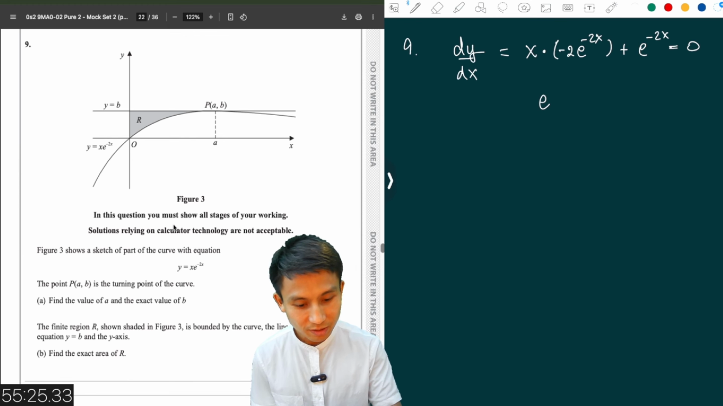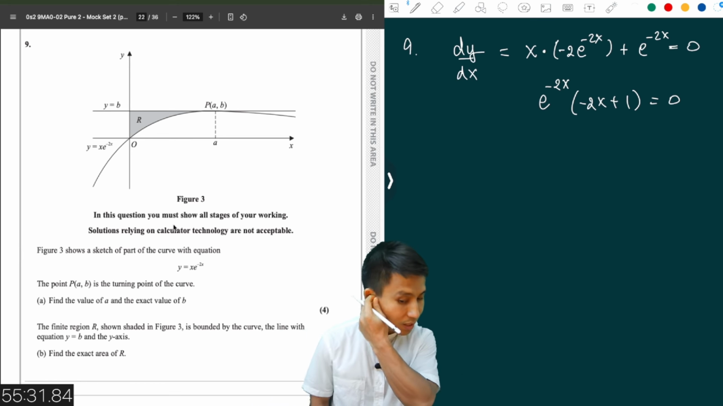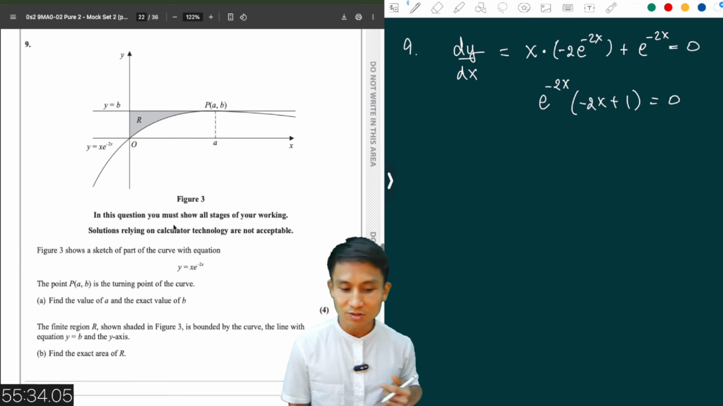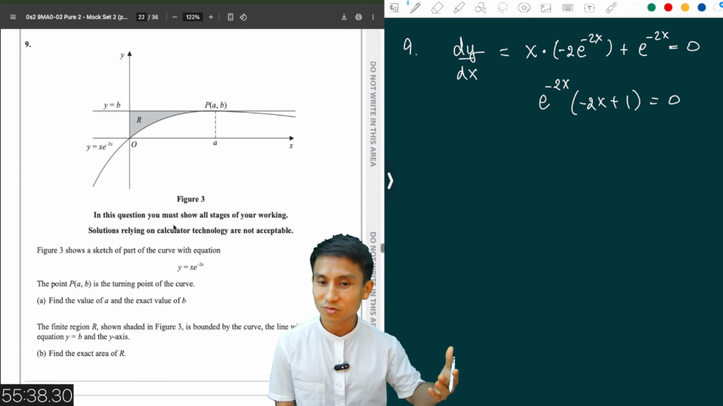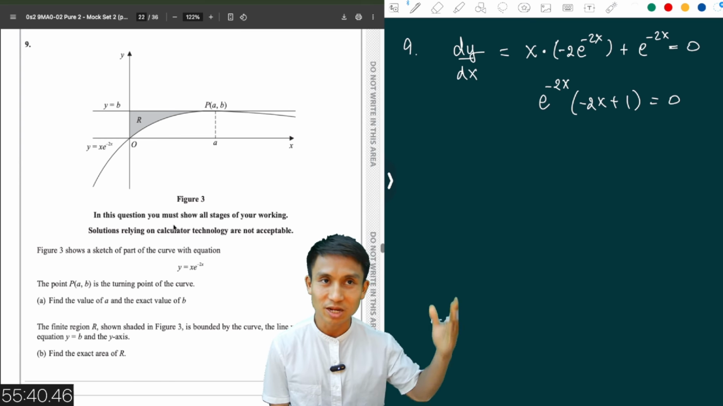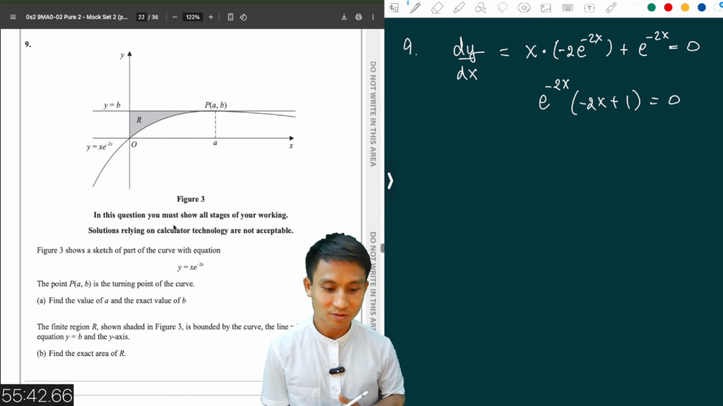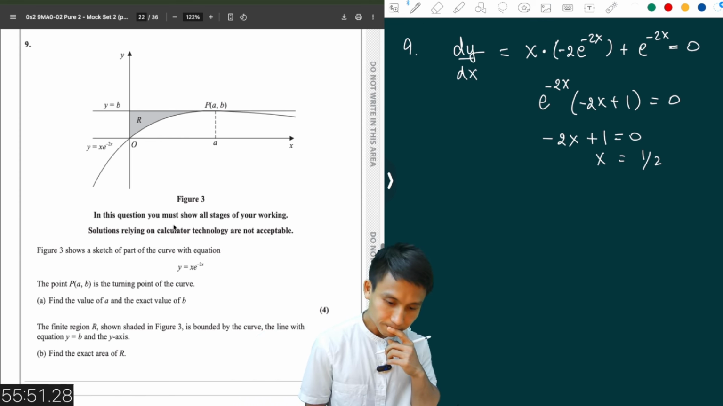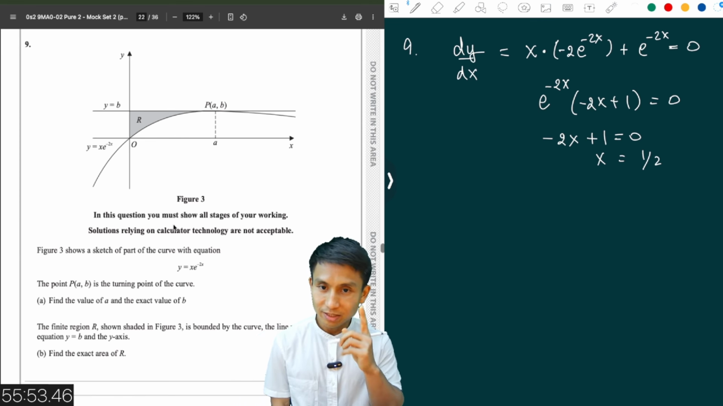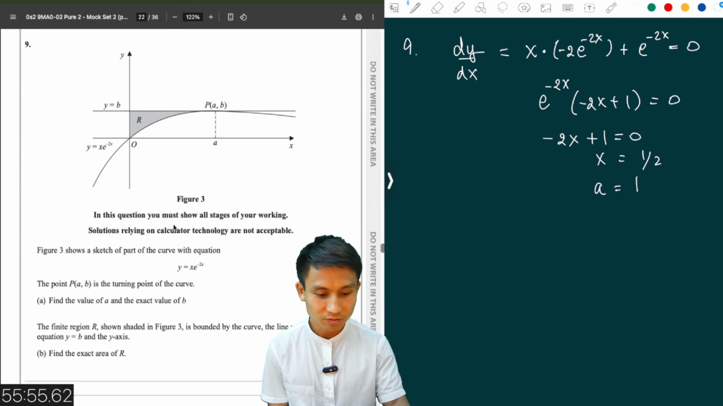So if we factorize e to the minus 2x out, I'm going to get minus 2x plus 1 like this, equals 0. I mean, e to the minus 2x doesn't have any solution, right? It doesn't equal 0. It can never be 0 anyway. Any exponential cannot be 0, right? So that means the only solution is from minus 2x plus 1 equals 0, and x equals 1 over 2, right? Yeah. So a is 1 over 2.